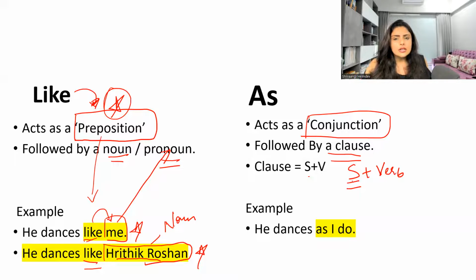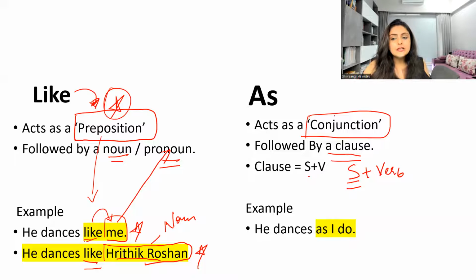Now, subject means the one who is performing the verb, the one who's performing the action. So when I say he dances well, he is the subject because he is performing the action of dance. And dance is the verb. So that becomes a clause.